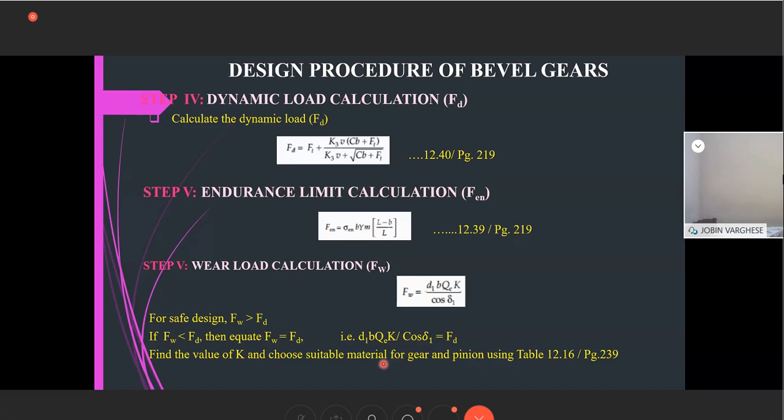Somebody is asking: if F endurance is less than FD, we have to take the calculations further and repeat it. We'll solve everything in a problem where you will get a better understanding. So the demonstrative problem is with unknown diameters for pinion and gear.